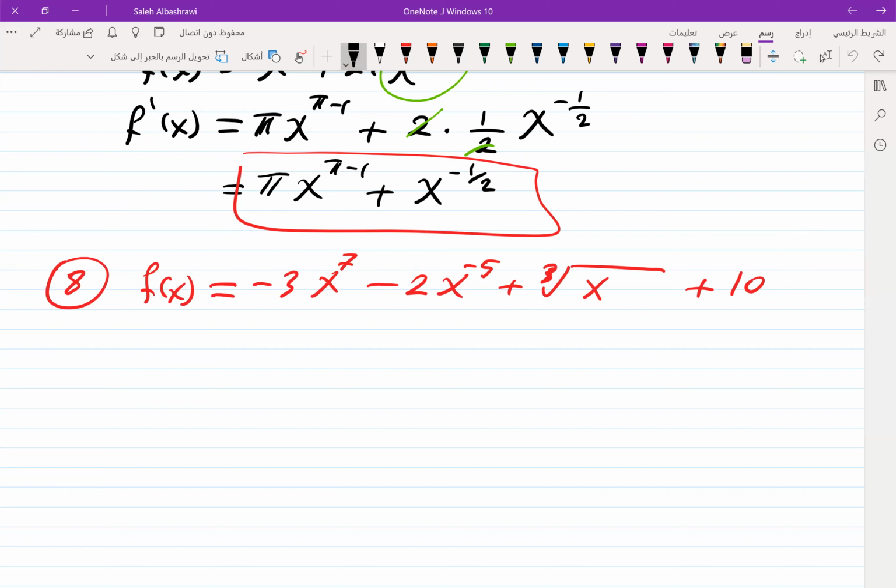Since I have third root of x, just let me rewrite that part. So the function again can be written as minus 3 x to the power 7 minus 2 x to the power minus 5 plus x to the power 1/3. Third root means x to the power 1/3, plus constant 10. Now let's find the derivative.